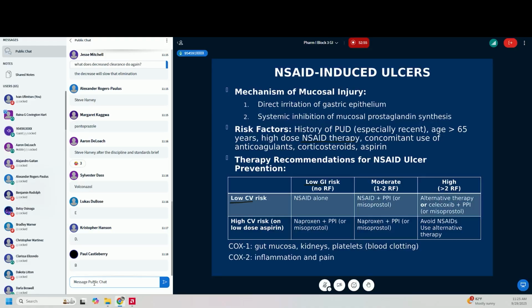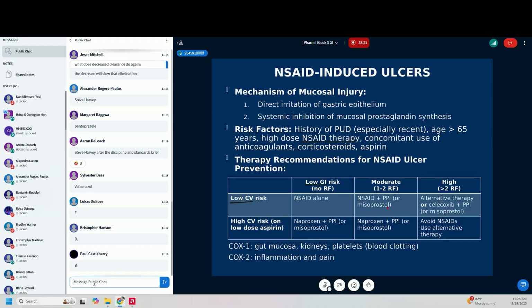If I'm low CV risk and I have a moderate GI risk, okay, so you are worried, I have 1 to 2 of these risk factors. Again, I will tell you how many. Then you're going to try to protect me. You're going to say, you know what, Raina, you need some kind of protection. So I'm going to give you a proton pump inhibitor, or you'll see that misoprostol can also be used. But it's one or the other.